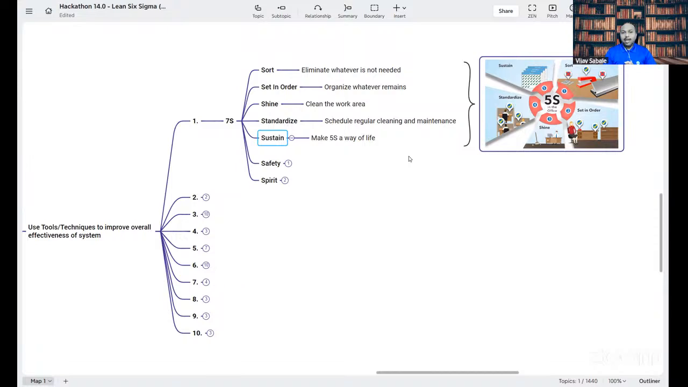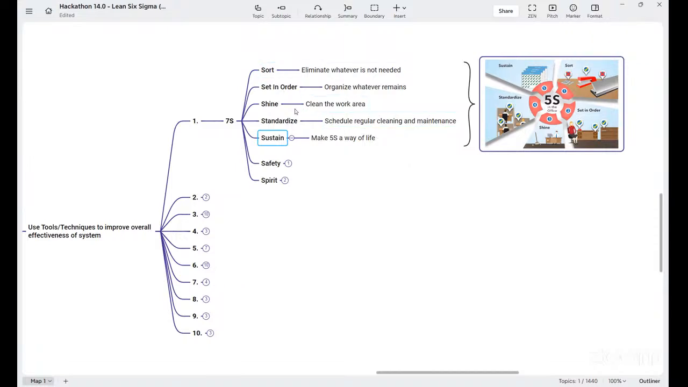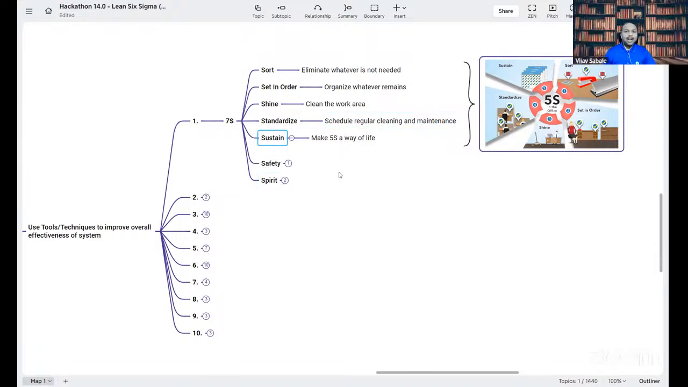Now, let's come back to the other 2S. Is it clear about the 5S? Yes, sir. Great.